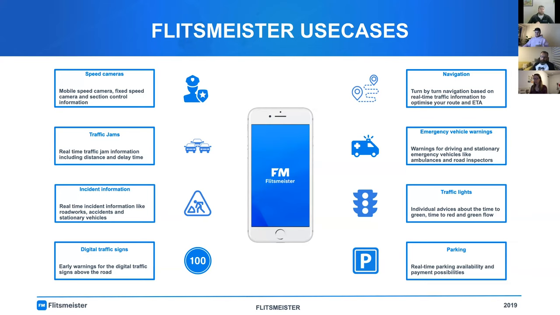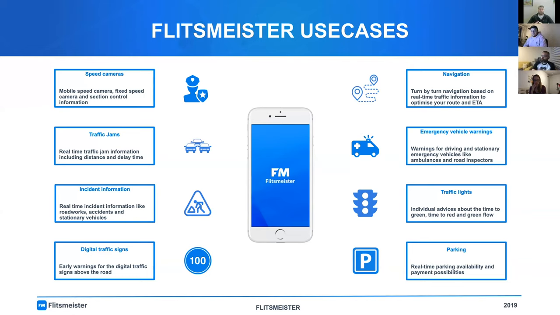It warns you about speed cameras, so you don't get fines for driving too fast. It warns you about traffic jams, incidents, if they are working on the roads. They also show digital traffic signs, like the matrix border you see above the road. We also have navigation, emergency vehicle warnings. So if there's an ambulance, you get a message about 800 meters in advance.